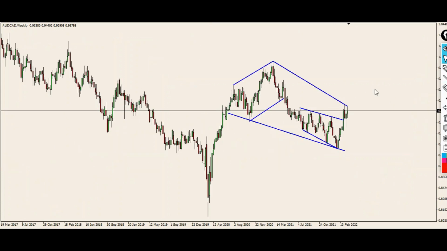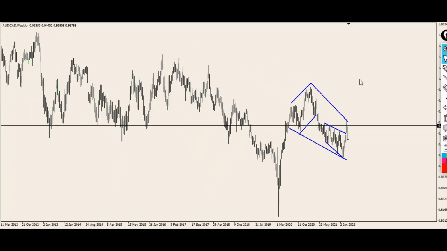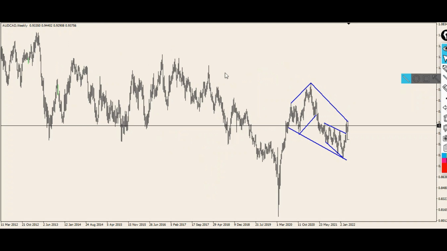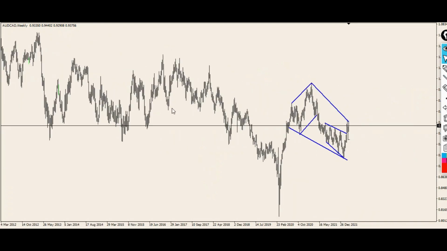On Aussie Cad, we see a rather interesting structure here. The market just came from, as you can see, let me zoom out, a head and shoulder pattern, rather not exactly a head and shoulder. Oh yes, actually a head and shoulder pattern. And one of the best head and shoulder patterns that you can find are the ones that come out of a structure like this one.